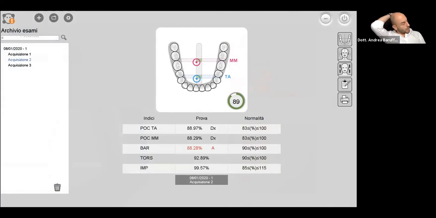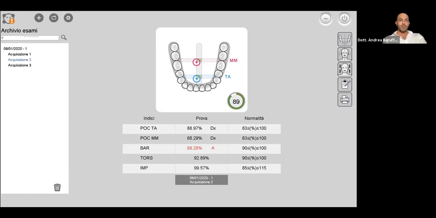For the test, we remove the cotton rolls and make the patient perform a clench for a few seconds. This act will give us several pieces of information. You see the blue target refers to the activity of the temporalis muscles, and they govern the front of the mouth. The pink target refers to the activity of the masseter muscles, that we identify with molars, that govern the back of the mouth.